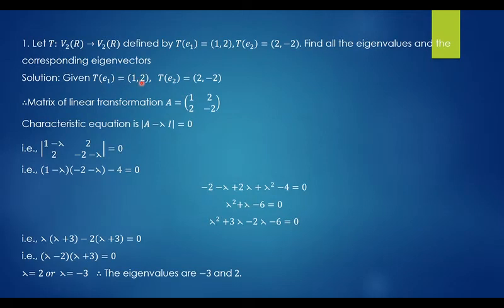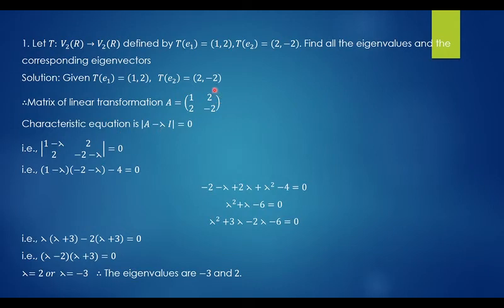Let us take the given data, that is T of E1 is (1, 2), T of E2 is (2, -2). Write these two vectors as column vectors, as it gives the matrix of the linear transformation. T of E1, that is (1, 2), is written in the first column of the matrix, and T of E2, (2, -2), is written in the second column of the matrix.